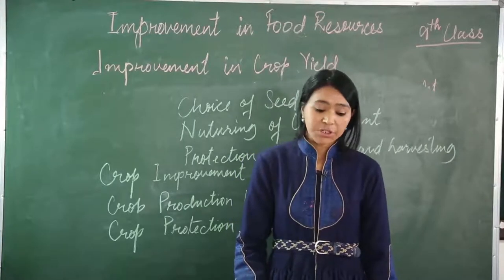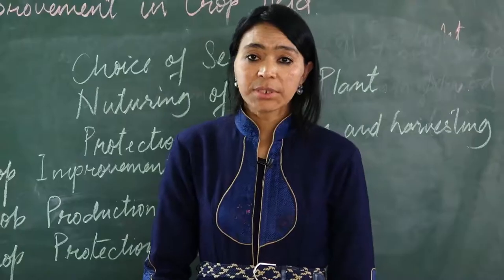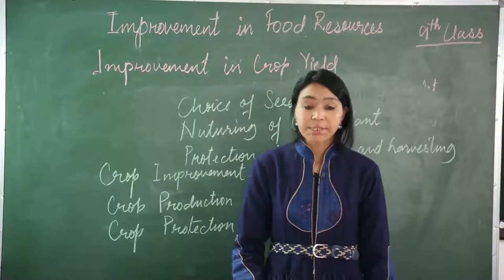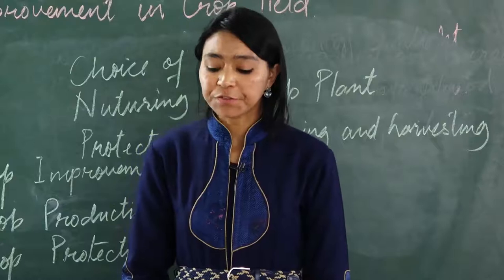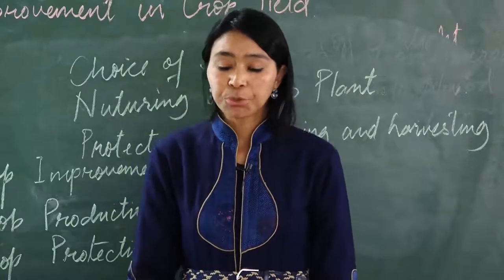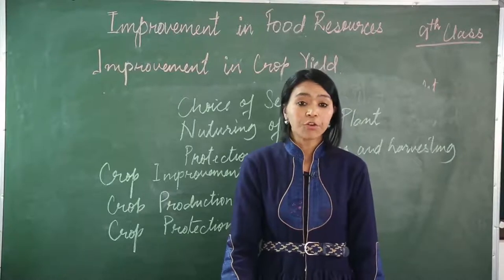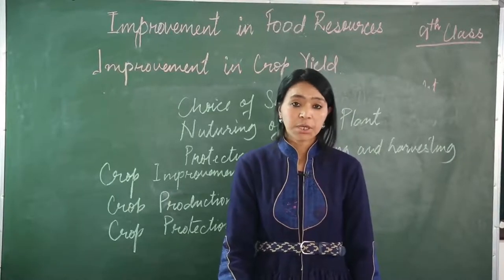So one way is to incorporate desirable characters into a crop variety by hybridization. You have read about this hybridization in class 8. Hybridization means the process of crossbreeding of different variety crops to produce a new variety with good properties of both the crops.